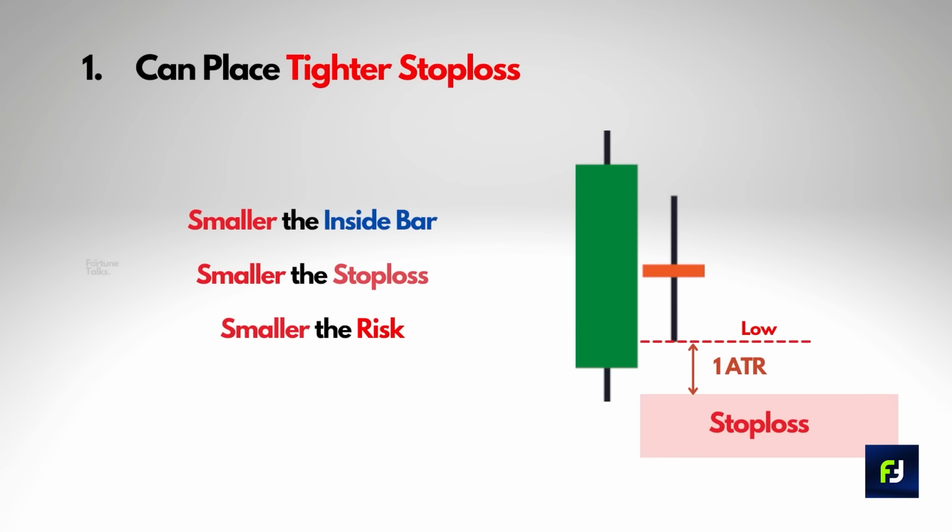The first benefit is that you can place a much tighter stop loss. You can reference the low of the inside bar to set your stop loss as we have discussed, and the smaller the inside bar, the smaller the stop loss is. And with a smaller stop loss, you can put a larger position size and still keep your risk constant.